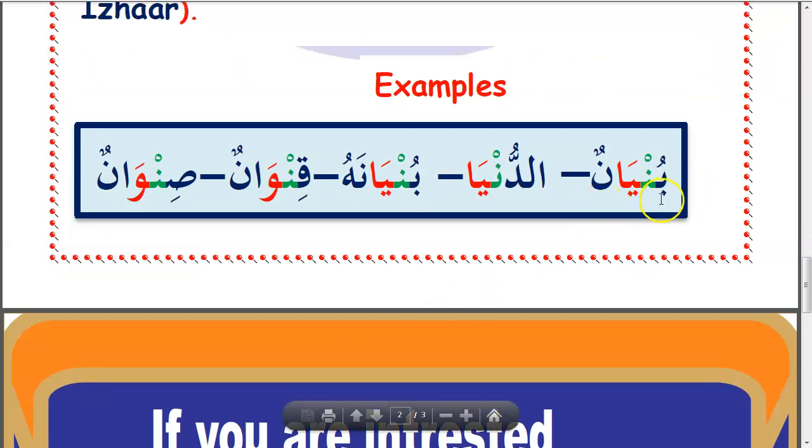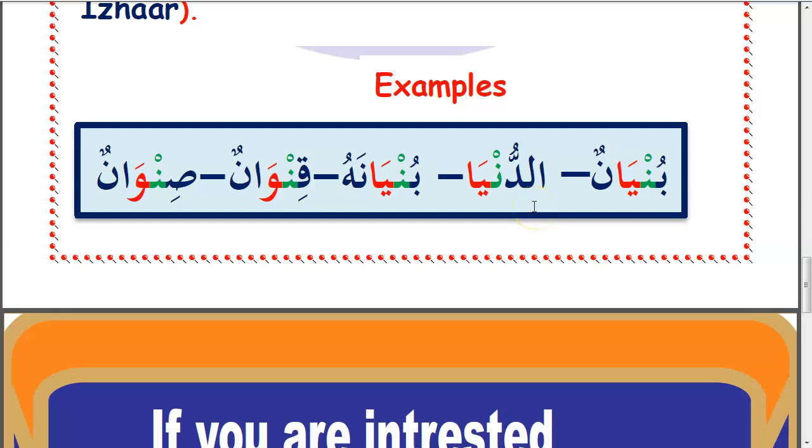Here is Nun Sakina and here is Ya'un. Both of them are in a single word. So how do you read them? You read them with light gunna, not deep gunna. So you read it as Bunyan. Digest it. Bunyan. Plainly.